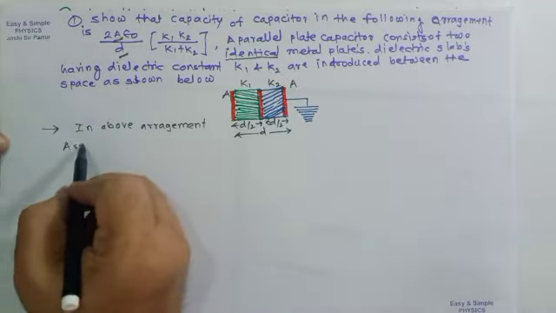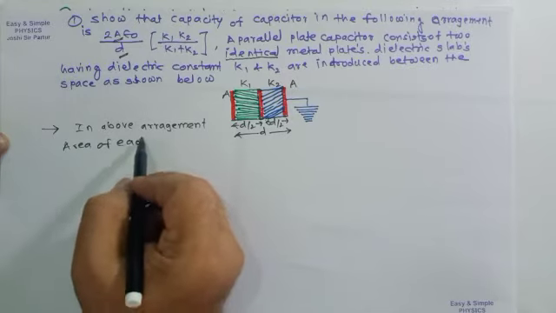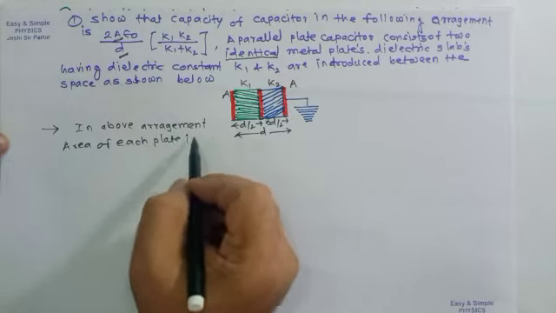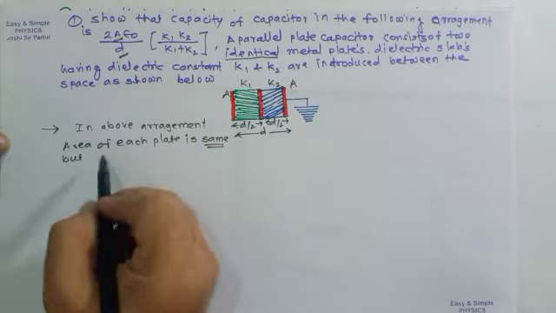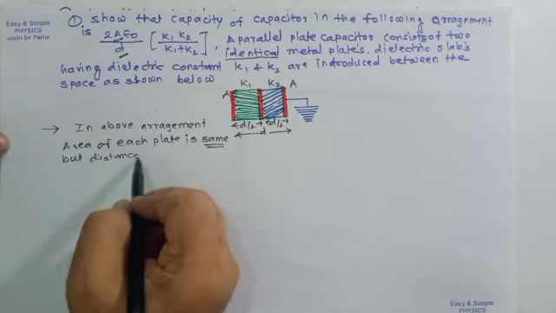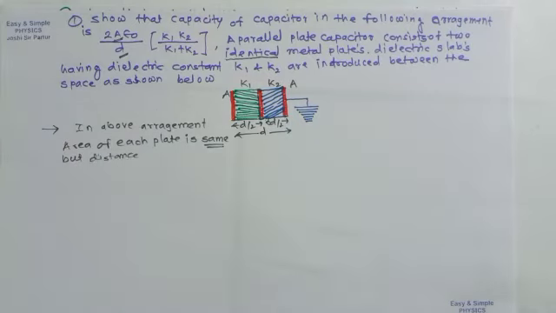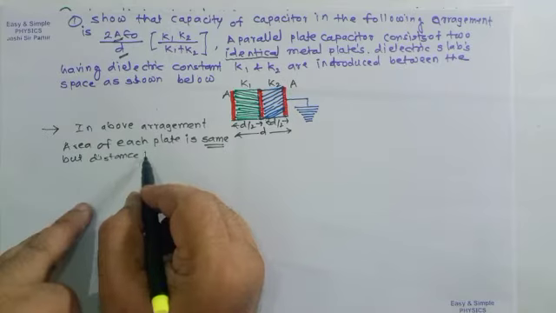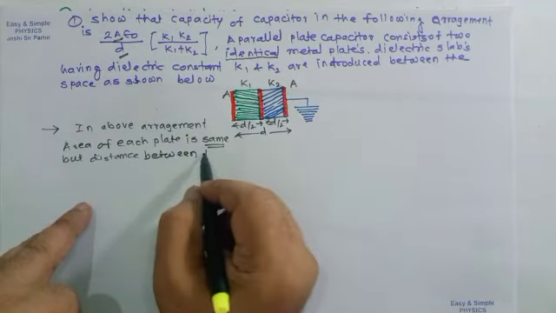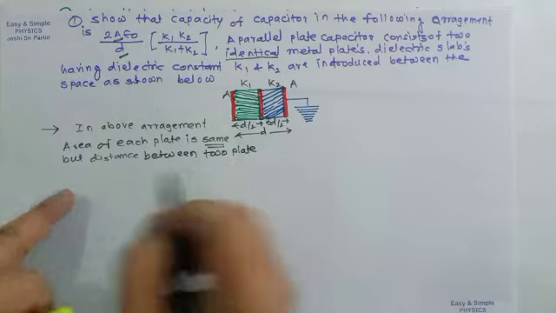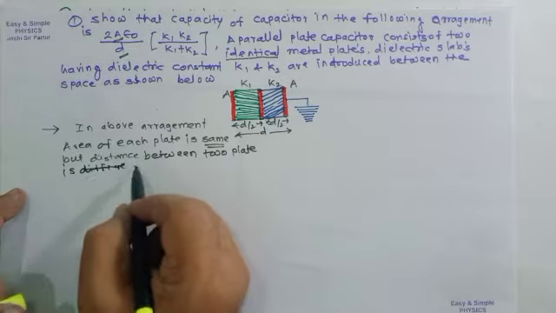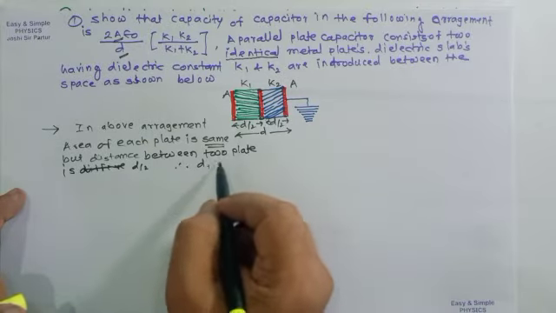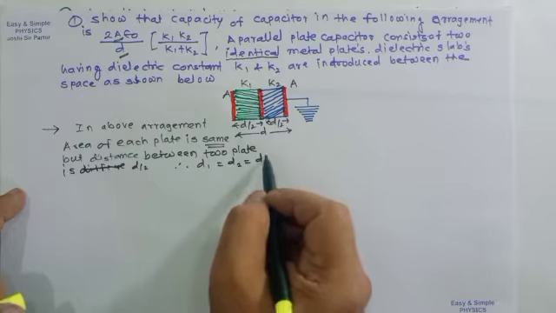the area of each plate is the same, but the distance between two plates is different, it is D upon 2. Therefore D1 equal to D2 equal to D upon 2.